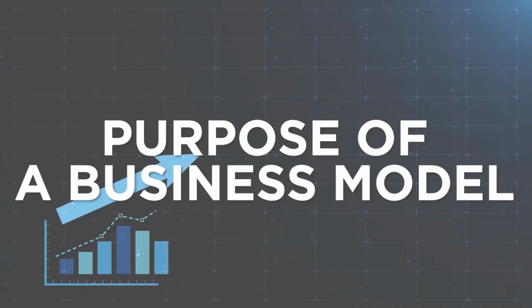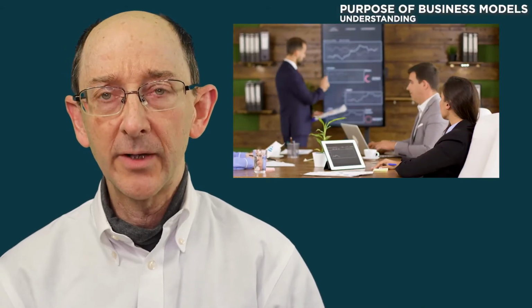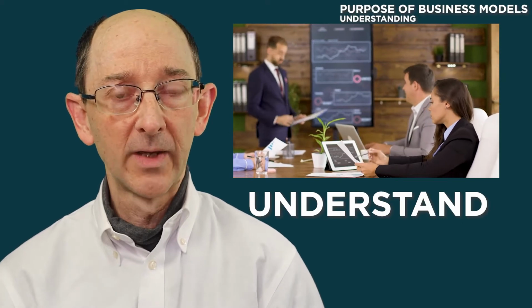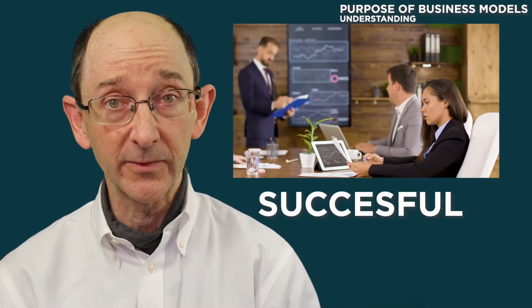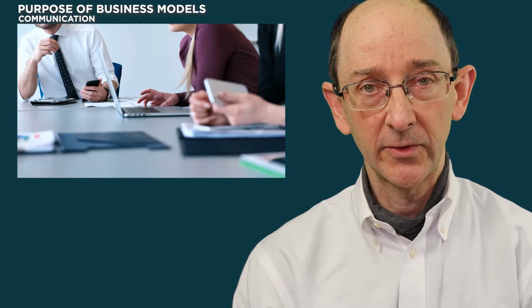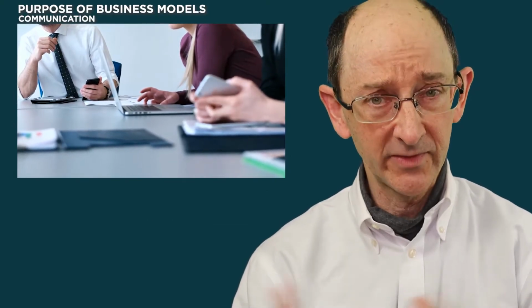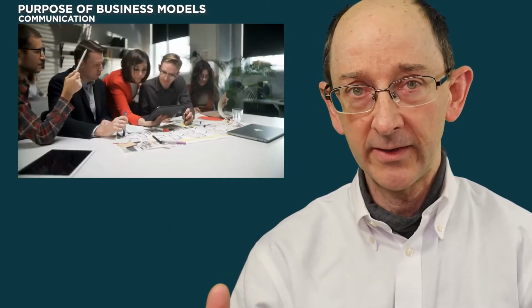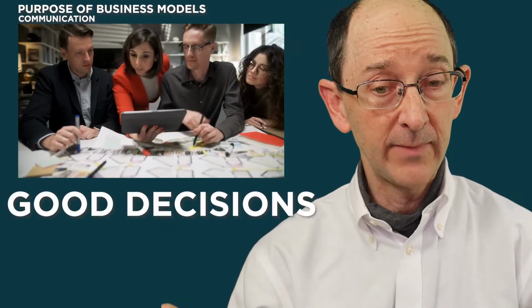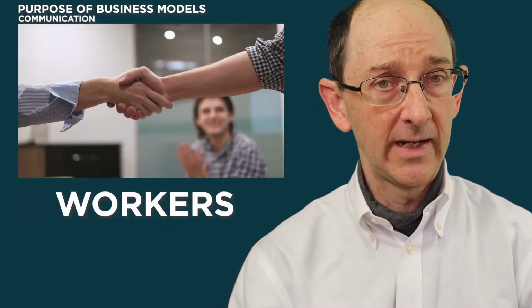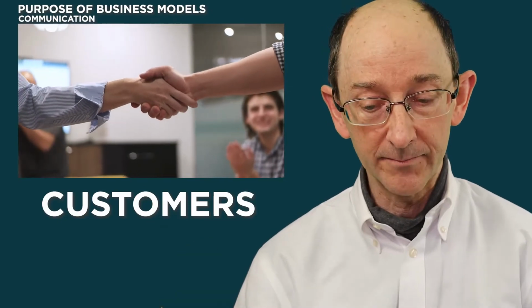What is that helpful for? The purpose of business models is to help us understand how the business works, and that means how it is successful or how it is unsuccessful. It's also useful for communicating about the business. So understanding the business model, the simplified version of the business, helps managers to talk among each other and make good decisions. It also helps them to communicate with the workers and the customers and the environment around them.